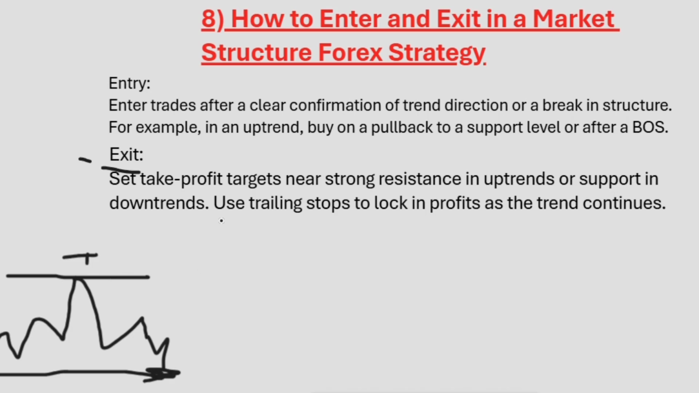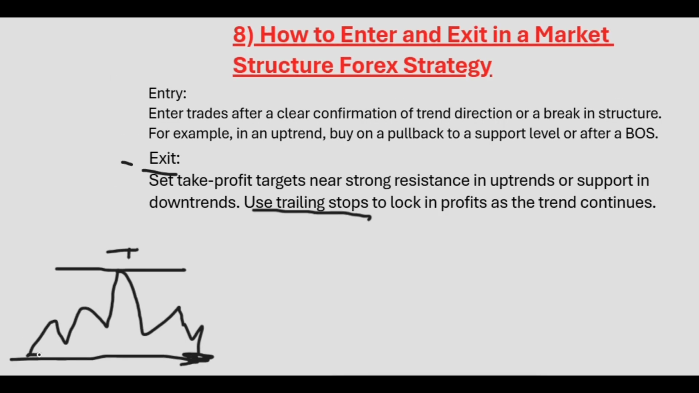We use something called trailing stop loss. Trailing stop loss is moving a stop loss to break even. Let's say you have entered the market around here and you're in profit and the price is around here. You wait for this pullback, then you wait for break of structure. If price breaks this break of structure, you put your stop loss below here. That is what is called a trailing stop loss, so that you can lock in profits as the trend continues. That makes your loss minimal.